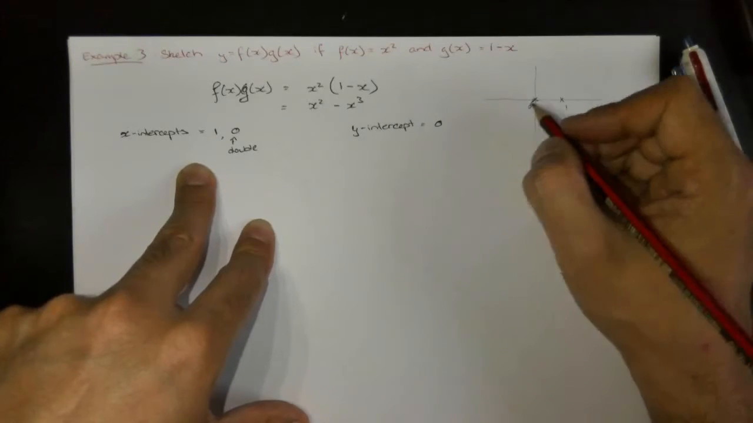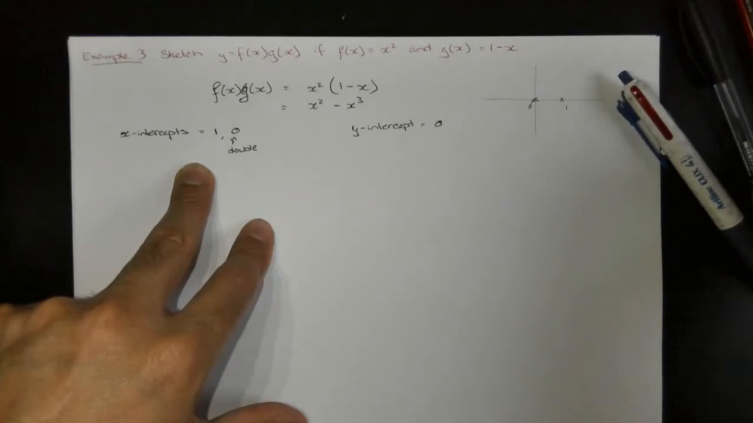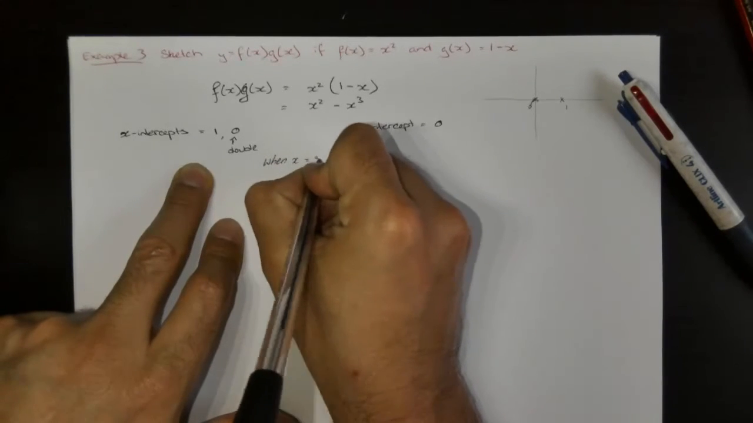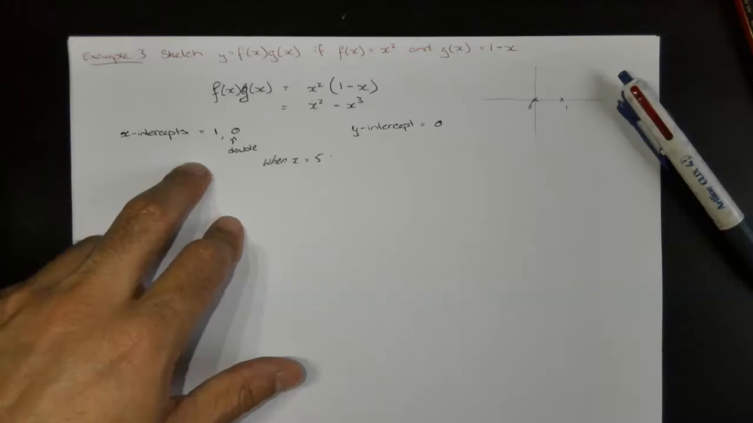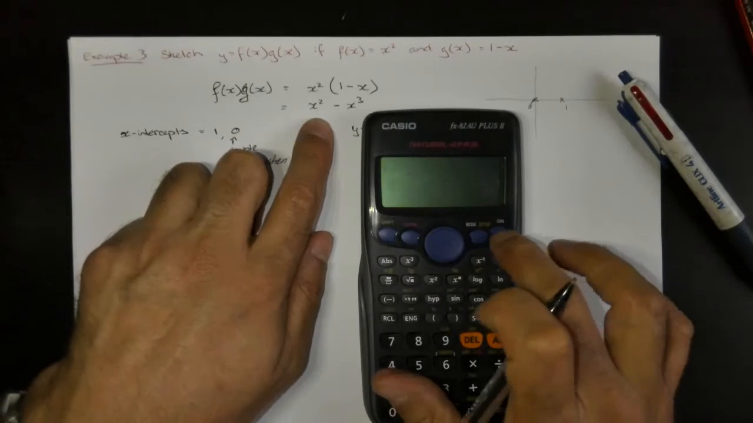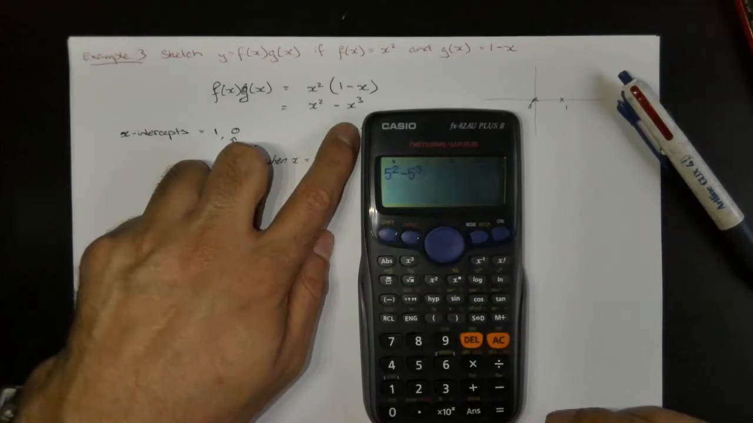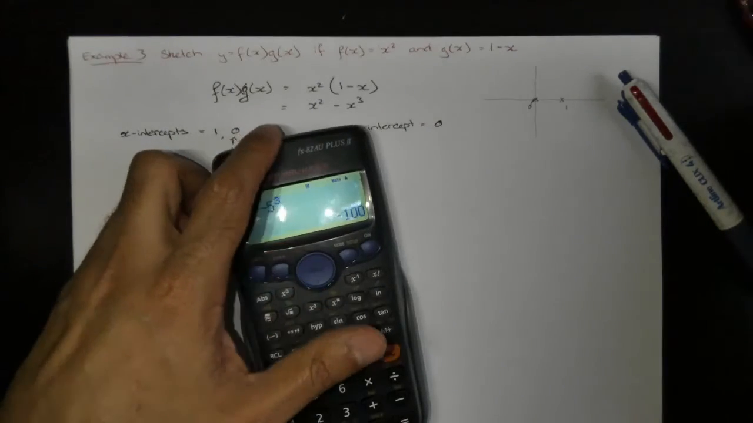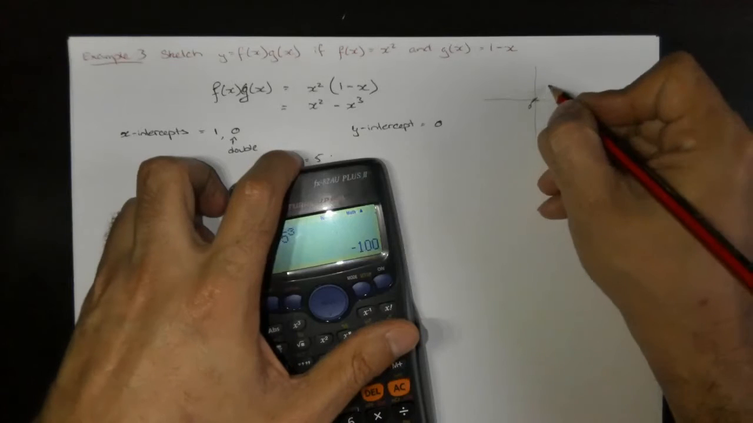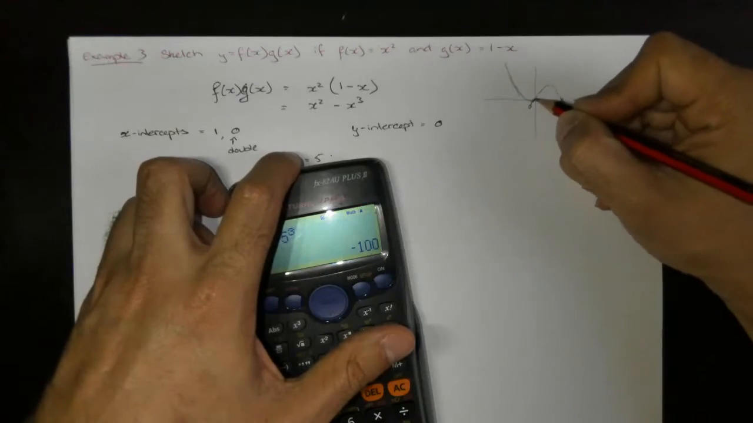Okay. I will just test some points. So let's say when x equals 5, we get a negative value. We got 5 squared minus 5 cubed. Yep. So negative value. So we've got something that looks, remember that's a double root. Something that looks like that.